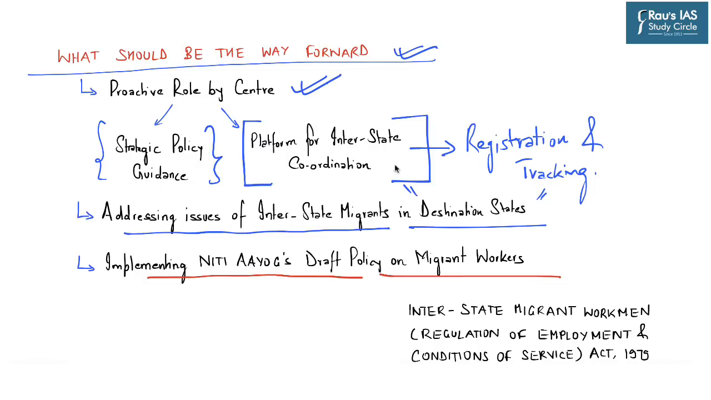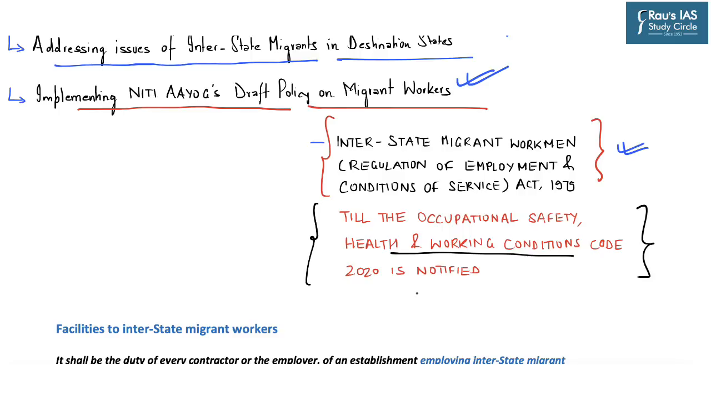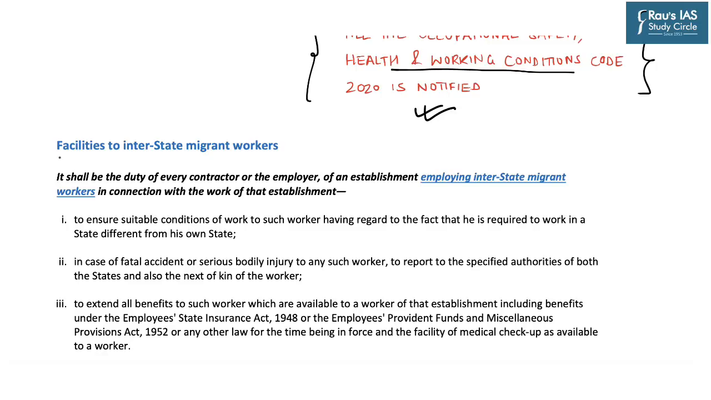And it is here where the article suggests to implement this particular policy of NITI Aayog. Now, once this code is notified, it will subsume various laws including this one. And this code provides for facilities to interstate migrant workers, where it says that it shall be the duty of every contractor or the employer of an establishment employing interstate migrant workers in connection with the work of that establishment. And the duties include to provide suitable working conditions for such workers.